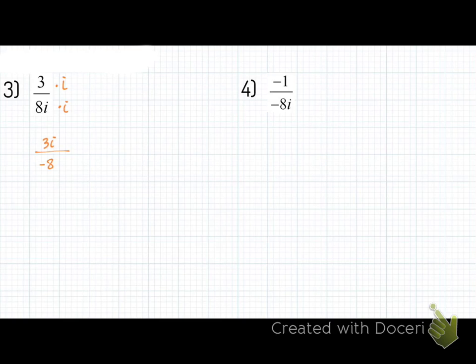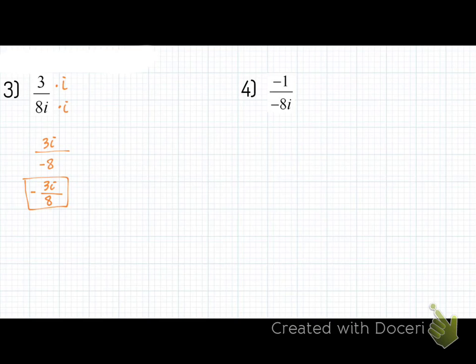What's my final answer supposed to be? What's a positive 3i divided by a negative 8i? Negative 3i over 8. Good. Yep, that's it. Okay? I'm assuming you all worked with me on that one, right? Okay, now let's have you do number 4 by yourselves. Well, actually in your groups. You can work in your groups, okay?